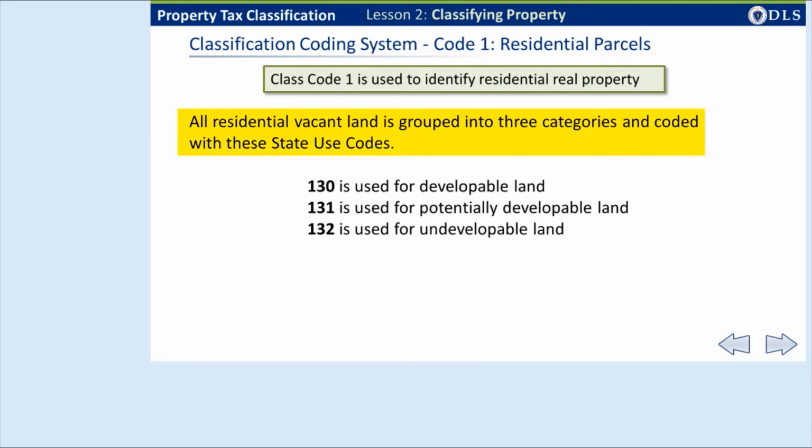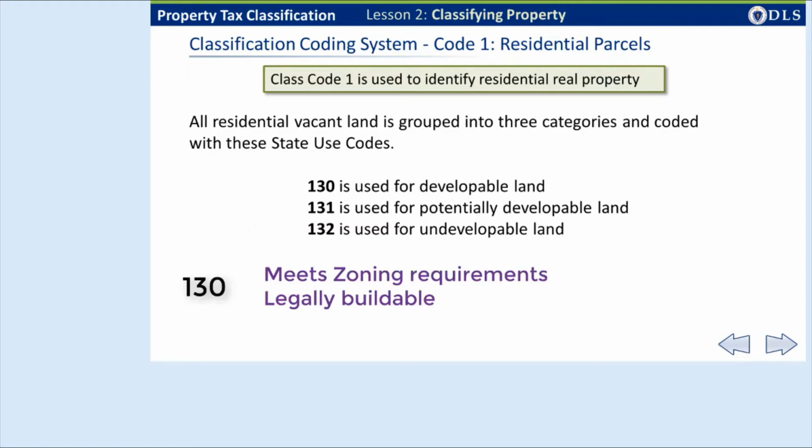All residential vacant land is grouped into three categories and coded with these state use codes. 130 is used for developable land. 131 is used for potentially developable land. 132 is used for undevelopable land.